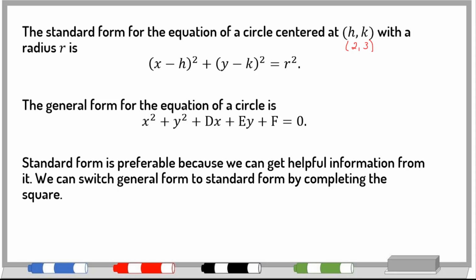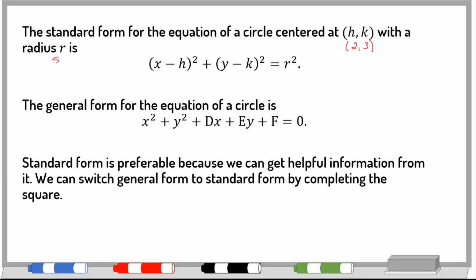And then with the radius, what happens is that that gets squared. So if our radius was 5, for instance, we would put 5 squared here, and we wouldn't just write 5 squared, we'd figure out what it is, and we'd write 25. That is standard form for the equation of a circle.